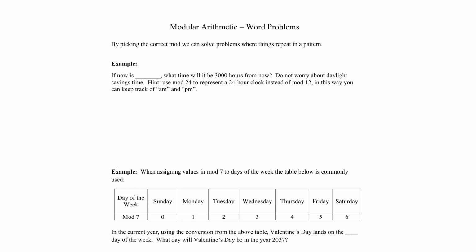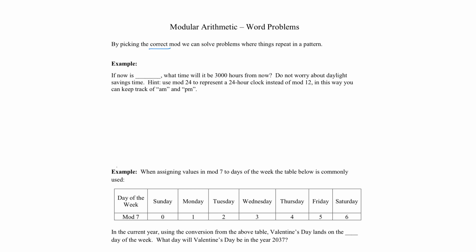Welcome. In this video, we're going to discuss modular arithmetic and the word problems that are associated with them. So the key behind all of these problems is to pick the correct mod. We have to read what the problem is saying and then try to correctly deduce what type of loop is reoccurring in the problem, what repeats over and over and over. However big that loop might be will tell us the mod that we want to use for the particular problem.